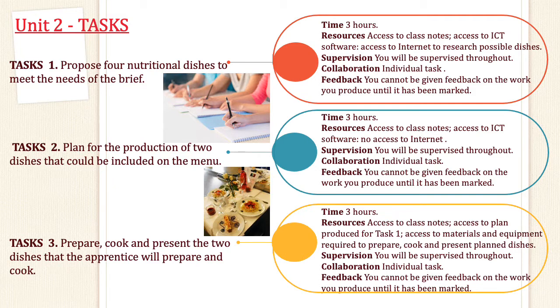The final area of this Unit 2 task is you making sure that you've completed a detailed time plan to use for the cooking of the dishes. You will be supervised throughout. It is an individual task and you cannot be given feedback on the work you produce until it has been marked. Again, you'll have 3 hours to complete this in.